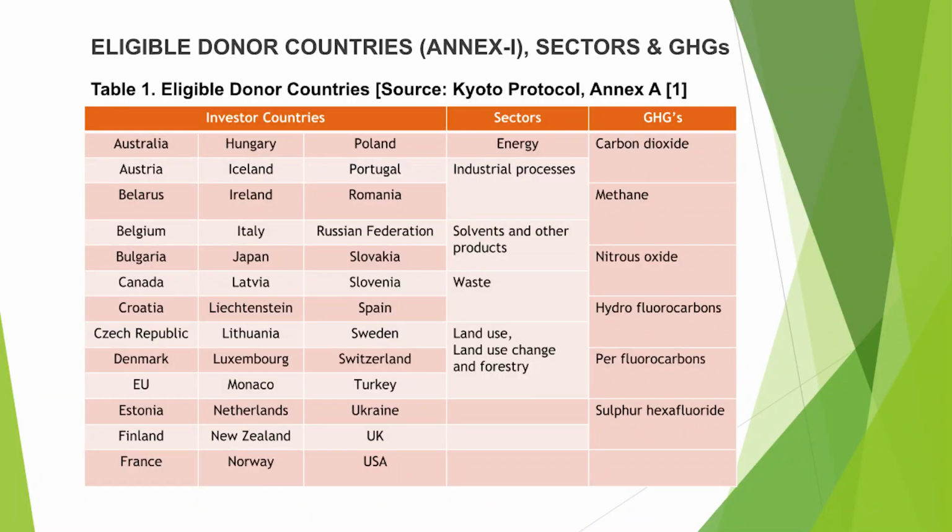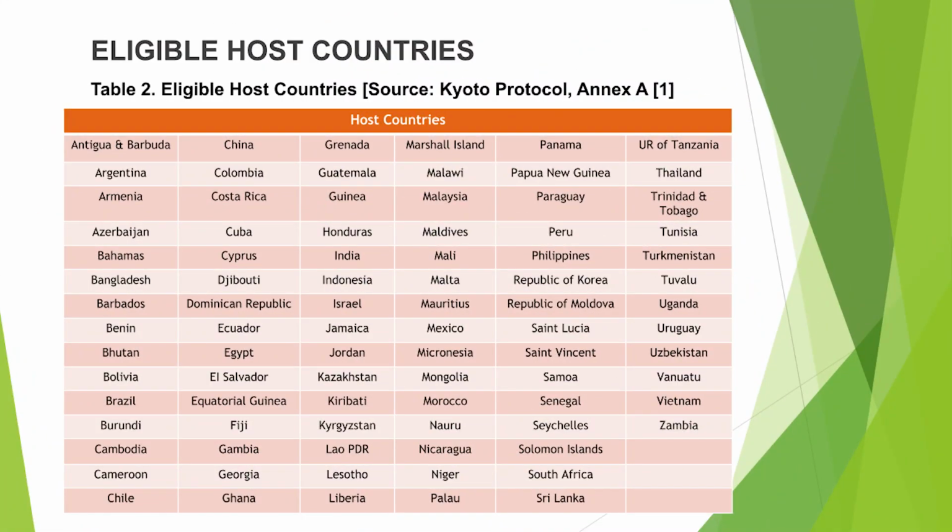In the second column you can see the sectors in which we can do these CDM projects. The major sectors are energy, industrial processes, solvents and other products, waste, and land use change and forestry, and the greenhouse gas emissions coming out from these sectors. The main greenhouse gases coming from these sectors include carbon dioxide, methane, nitrous oxide, hydrofluorocarbons, perfluorocarbons and sulfur hexafluoride.